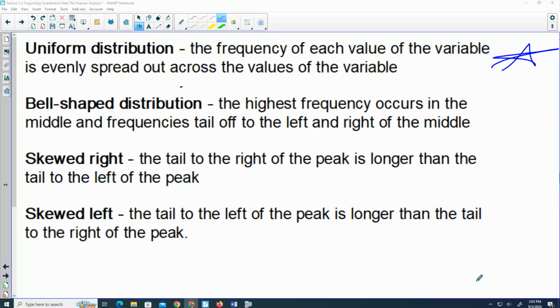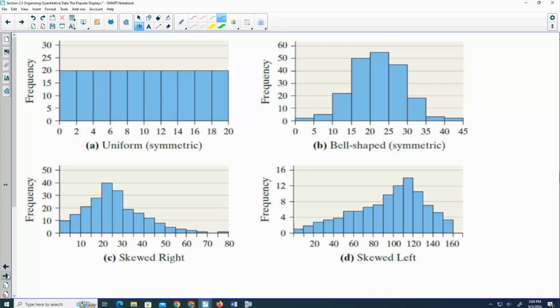Bell-shaped is going to be what we want most often. Good data is bell-shaped, which is basically you have the most data grouped in the center and it tapers off as you go to each side. Looking at these, the first histogram is uniform, straight across, everything's the same. The second histogram is more bell-shaped. It starts out low, increases, and then drops back down.